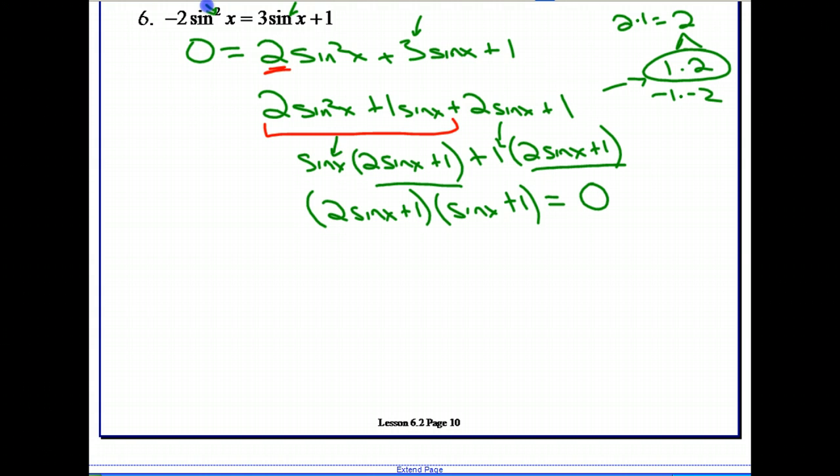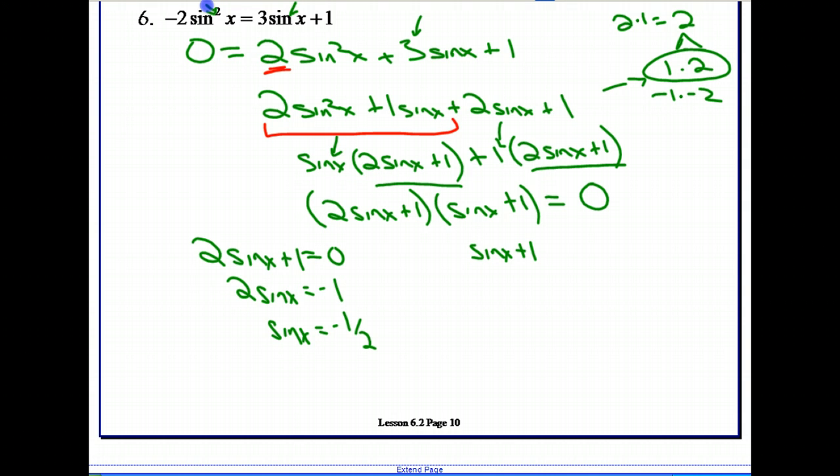So how do I solve this? Well, either the first one equals 0, meaning 2 sine x is negative 1, meaning sine x is negative 1/2, or the second one equals 0, meaning sine x plus 1 equals 0, meaning sine x equals negative 1.